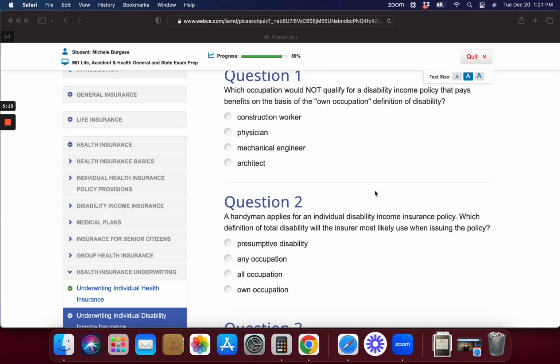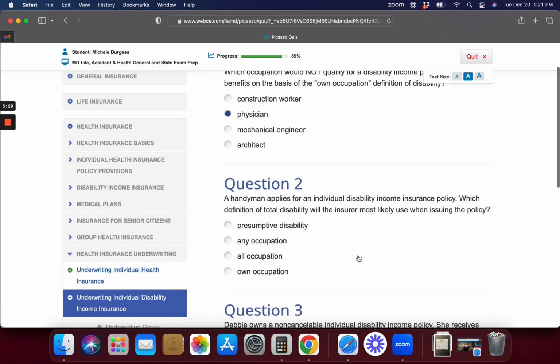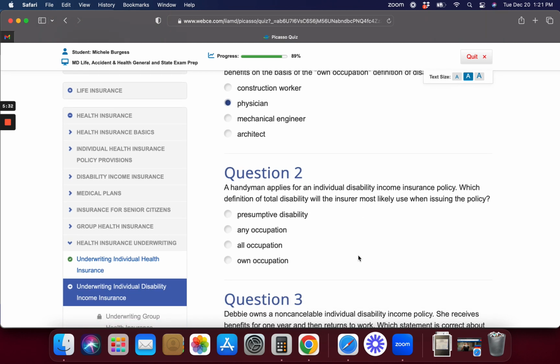Okay, here are the 4 questions. Which occupation would not qualify for a disability income policy based on the fact that it's their own occupation definition of disability? I'll say physician. I know they said it and I wasn't paying attention. Okay, a handyman applies for an individual disability income insurance policy. Which definition of total disability will the insurer most likely use when issuing the policy? Any occupation or own occupation?